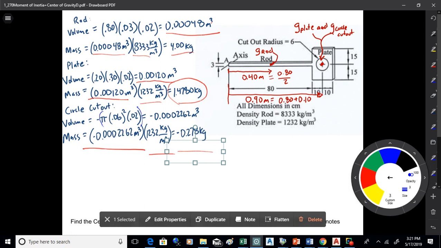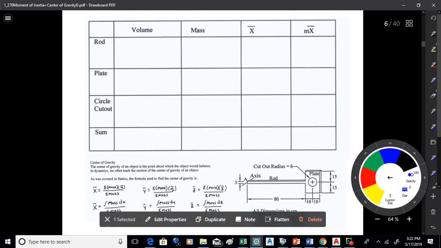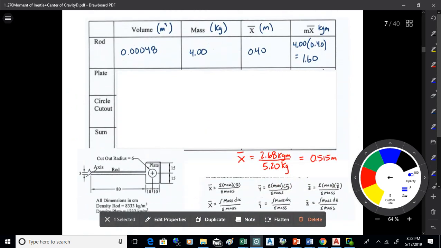Okay. All right, and then it's just a matter of filling in the tables. So I've got the volume and the mass for the rod, and then I want to figure out the x-bar distance. And what I'm doing for the x-bar distance is I'm taking half of the length. So the length is 80 centimeters, which would be 0.8 meters, but I'm going to the middle of that. Now I'm measuring from point A to the centroid of the rod. And so then I take the mass times that x-bar distance, and I get 1.6.